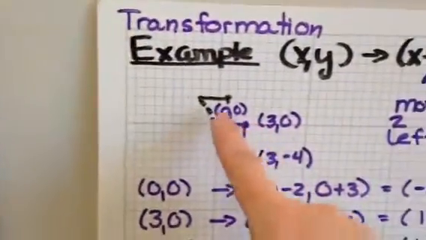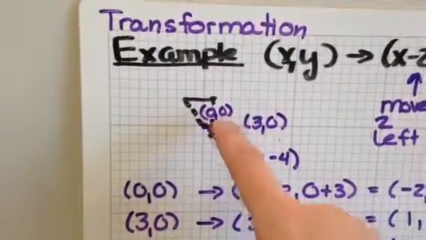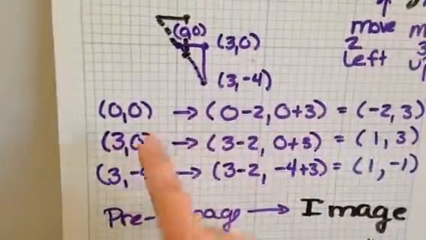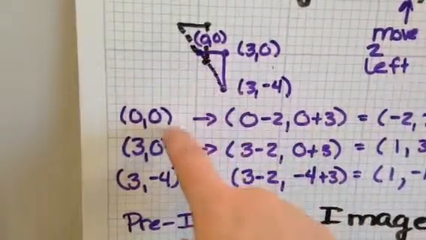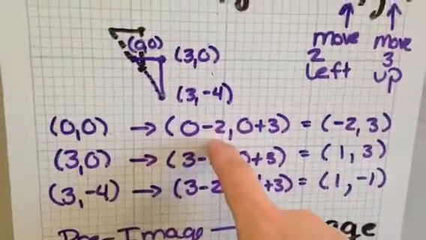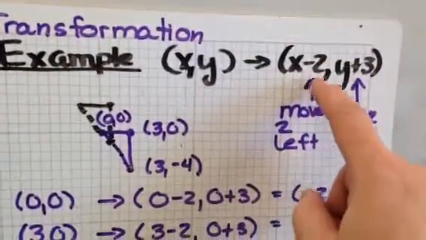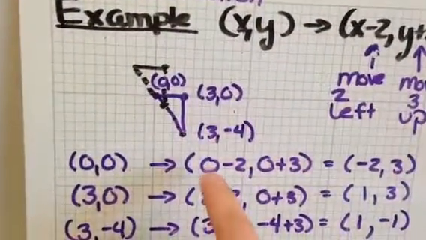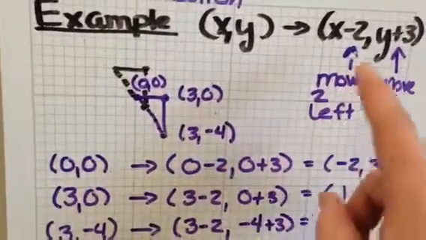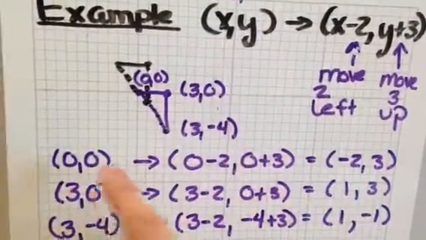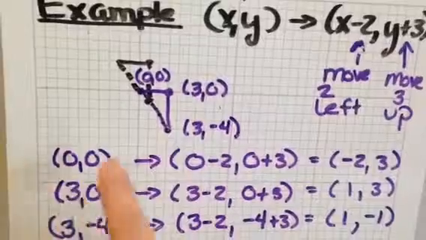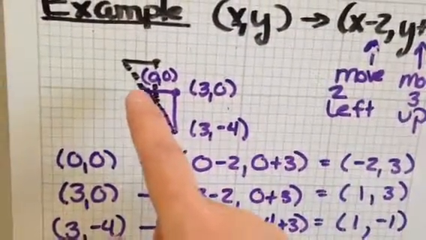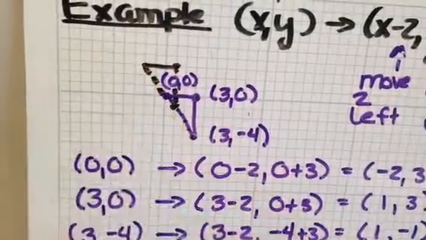So if I have my pre-image here in purple, and I have the points 0, 0, 3, 0, and 3, -4, to apply this transformation, I start at my point 0, 0. I'm going to apply my transformation. Remember, my transformation was to move 2 to the left, so it's going to be x minus 2. In this case, it's 0 minus 2, and it's y plus 3. So in this case here, it's 0 plus 3. So this point 0, 0 becomes -2, 3. So this point here moves up the line to that point.